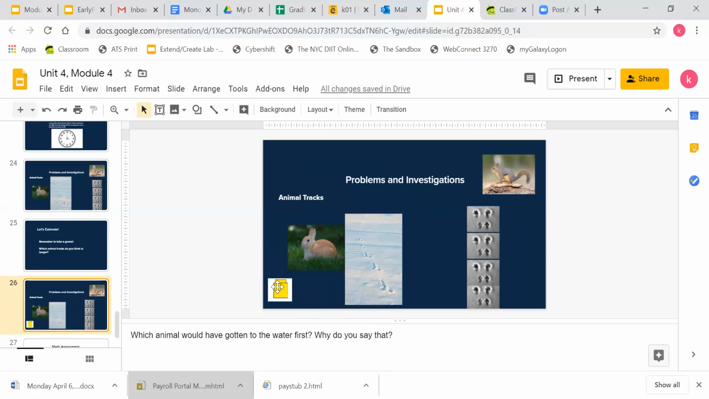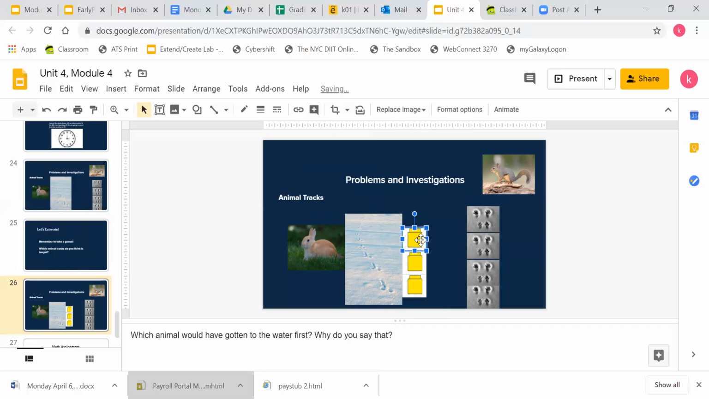Okay, so let's take our Unifix cube and let's line it up next to the animal tracks. Let's see how many bunny tracks we have. That's 1 Unifix cube, 2 Unifix cubes, 3 Unifix cubes, and that seems like it's 4 Unifix cubes all the way from here to there. Okay, let's go on this side.